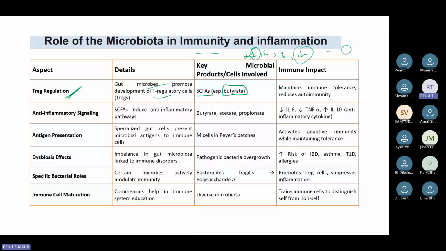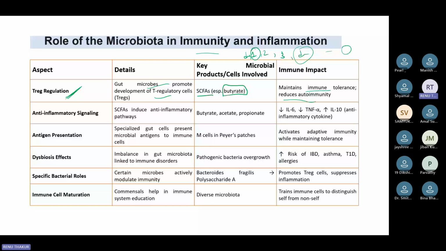So I was explaining this T regulatory cell regulation. How is this going on in our body? Our gut microbes will promote the regulation of the T regulatory cell, which is the third variant of the T cell in our body. B and T cells are part of the adaptive immune system, not the innate immune system. Innate immunity is by birth, and adaptive immunity is what we achieve in our lifetime. So it will maintain immune tolerance, and it will reduce what? Autoimmunity. Autoimmune diseases will be reduced.